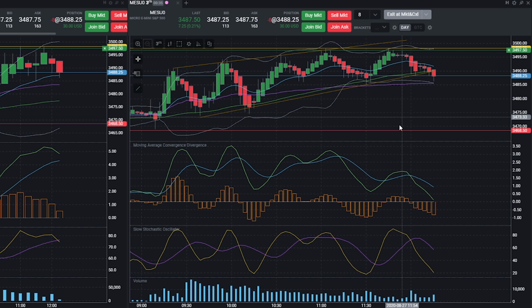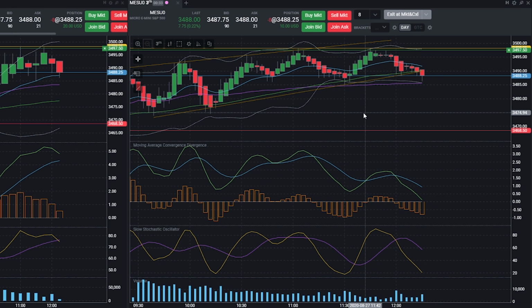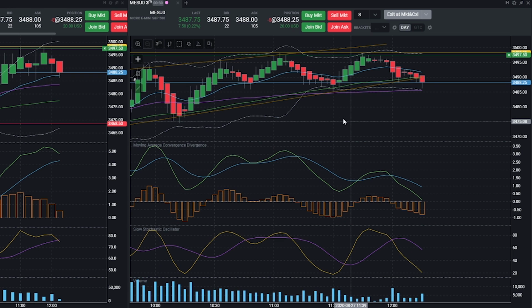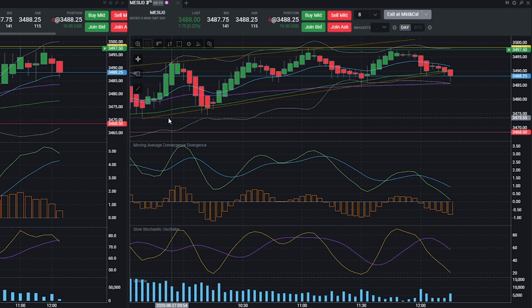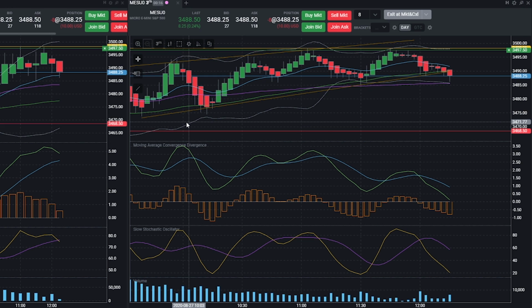Okay, so if you take a look at the channel I just drew in, we've been basically zigzagging up and down in between this channel, and this has been since open. So we had a 1, 2, 3, 4, 5, 6, 7, 8 wave uptrend.